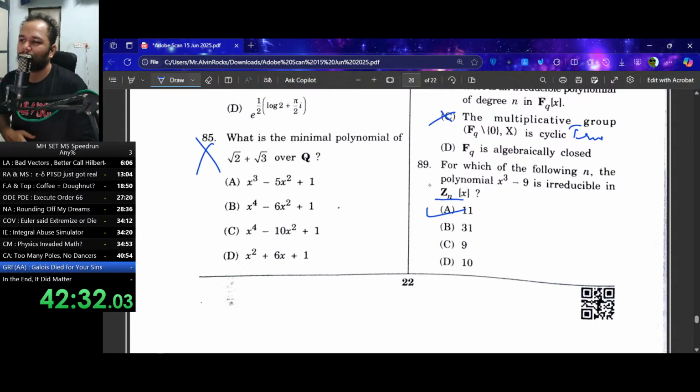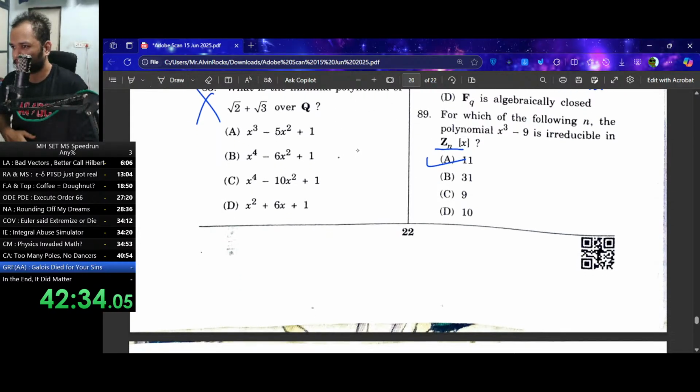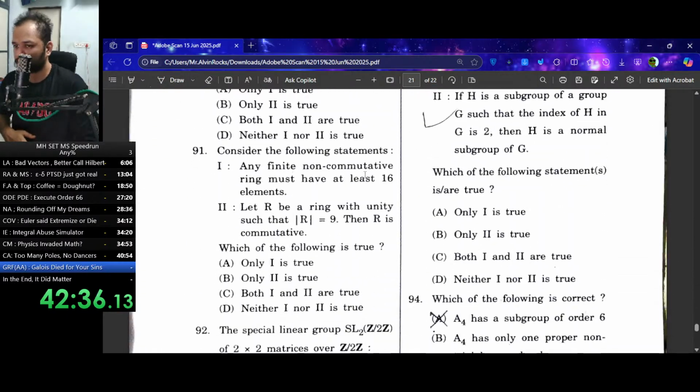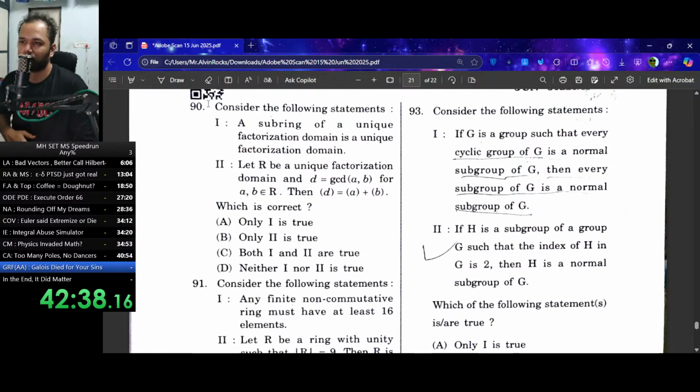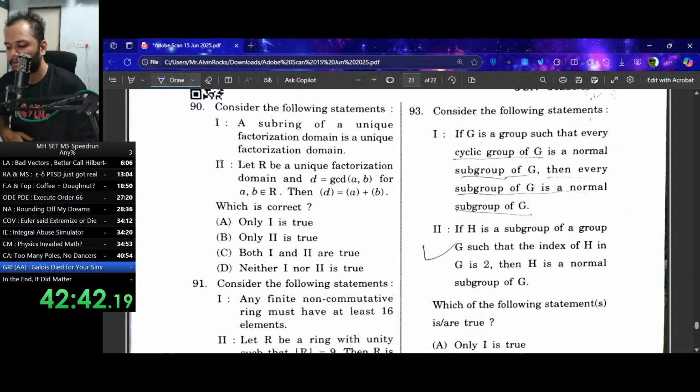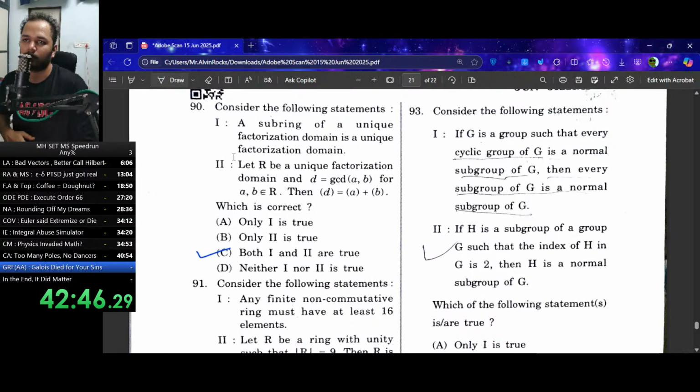Take z equal to 11. No computation was done here. I just said both are true.